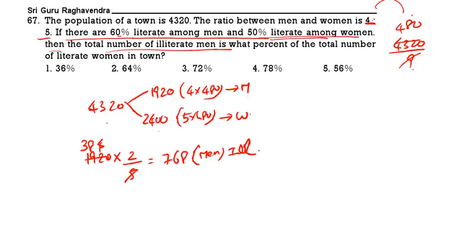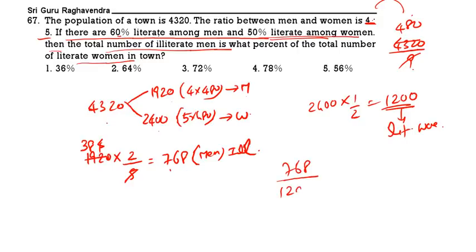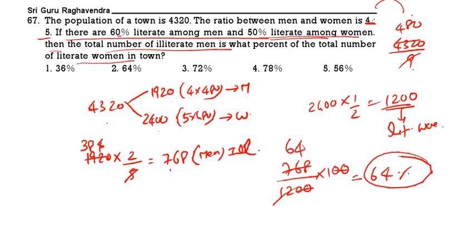Now 50% of the women are literate. If 50% are literate, that means out of 2400, 1 by 2, 1200. These are literate women. Now the question is, 768 is what percent of this 1200? Now 00 cancel, 12 6s are 72, 12 4s are 48. The answer is 64%. 64% is the correct answer. Next question.